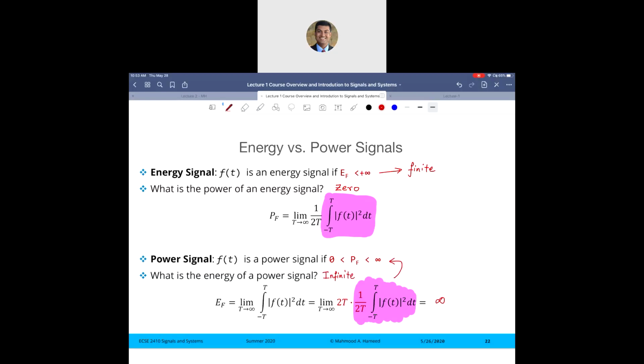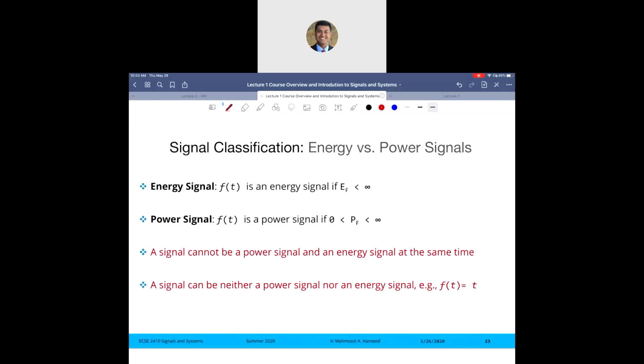Now, based on these two, I hope you can see that we can make these two statements. We said first, the energy signal f of t is an energy signal if E_f is less than infinity, and it is a power signal if the power of that signal lies between 0 and infinity. So if you look at both of these statements at once, a signal cannot be a power signal and an energy signal at the same time, because what we just derived was that if energy is less than infinity, the power of that signal will be 0, and if it's a power signal, we said E_f, the energy of that signal, is infinity.